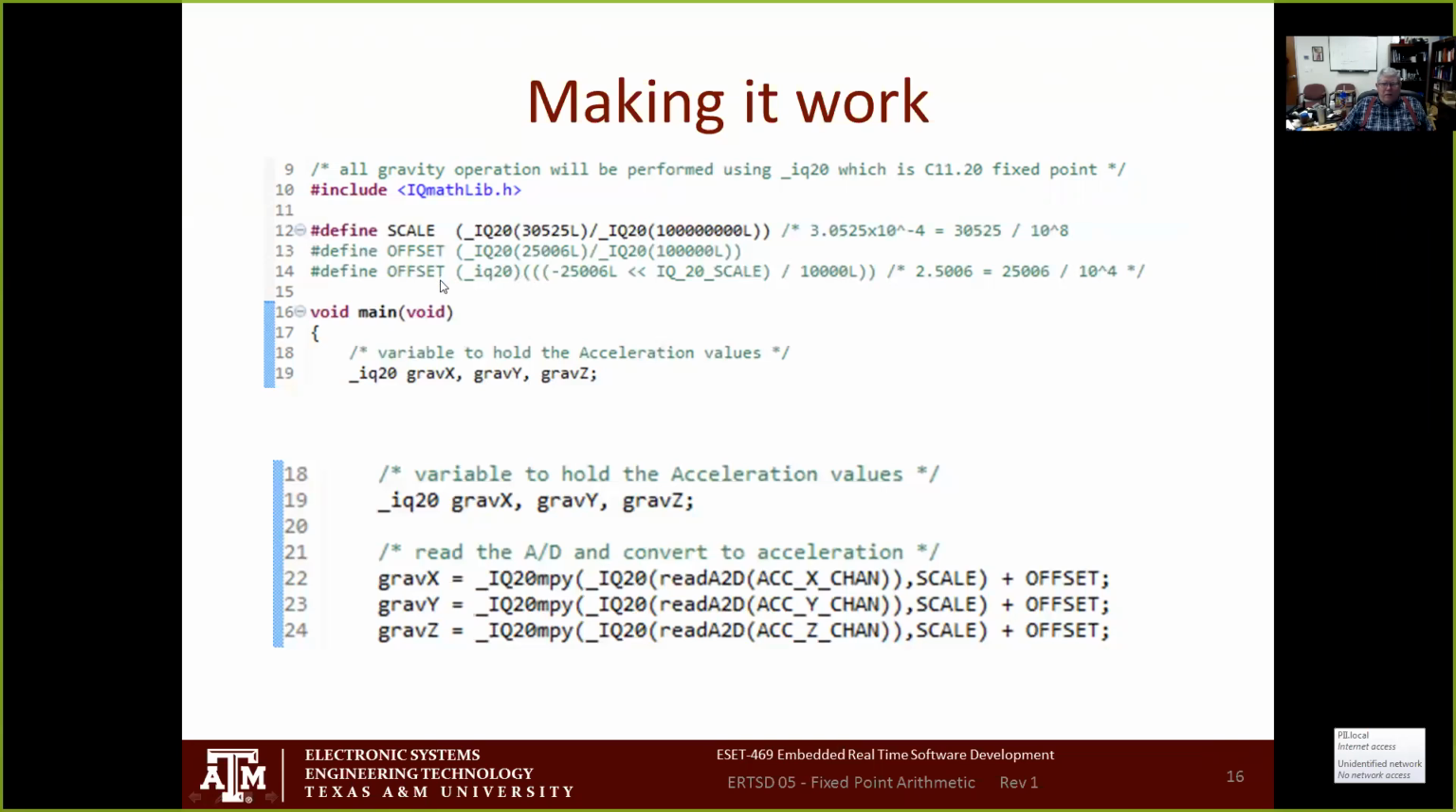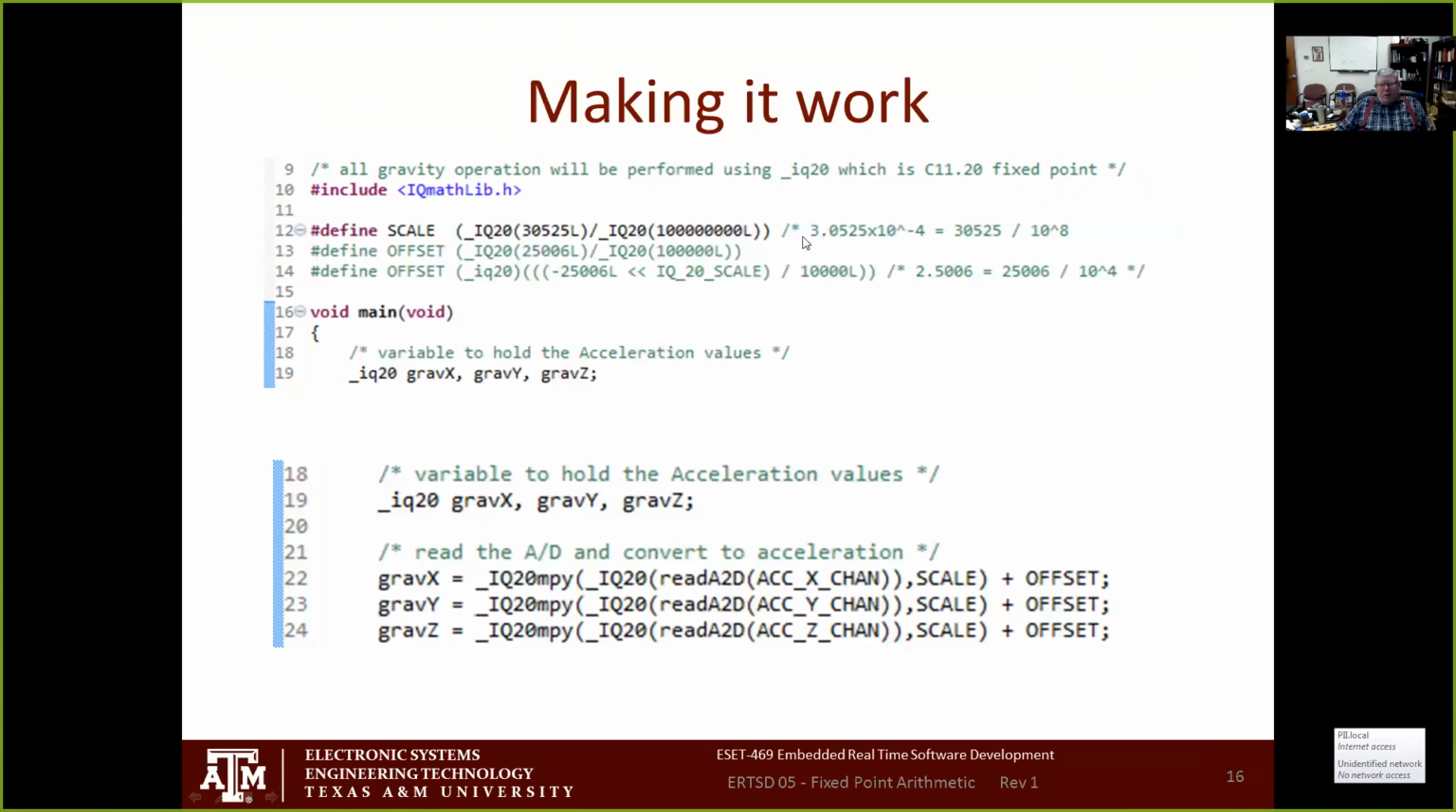And then why have I done this with the two offsets? I've got this offset. This is two different ways of computing offset. Okay, so let's look up here though.